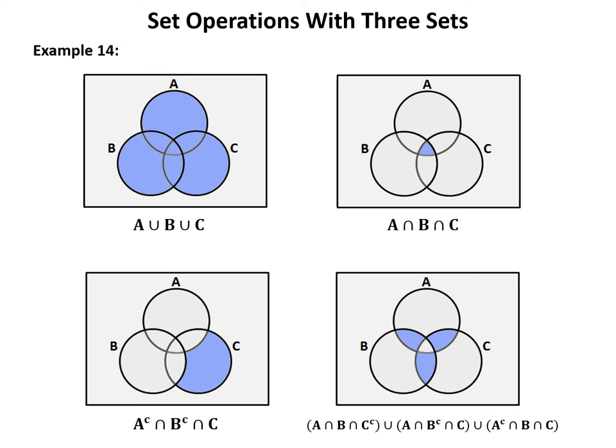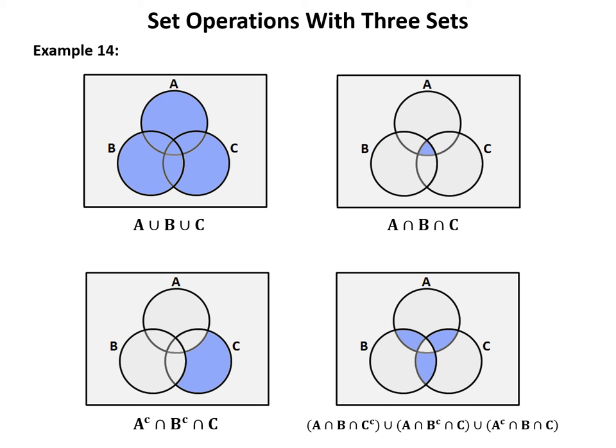The caption is quite long. It's the union of three bracketed intersections of three sets. So what we have here is A intersect B intersect C complement, union with A intersect B complement intersect C, union with A complement intersect B intersect C.